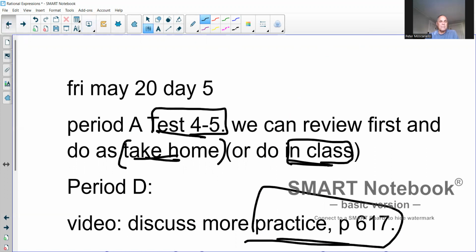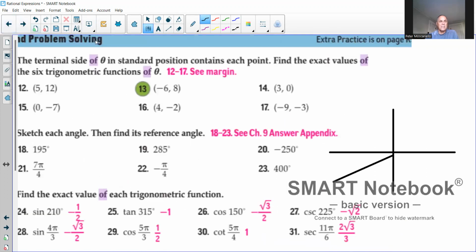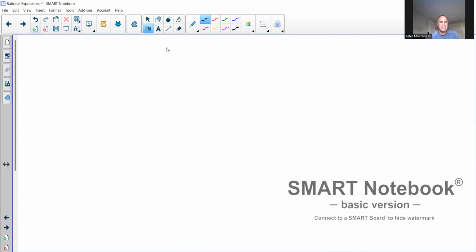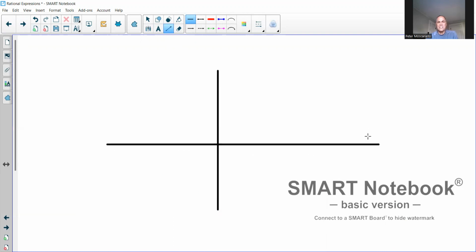All right, where's that assignment? Page 617, where is it? There it is. So you had 12 through 20 and then 23 through 27. I'll review stuff. 12 through 20, we have the point, you have to find the trig functions. Let's take this one, -6, 8. Let me get a new screen for this. So plot the point -6, 8. You don't have to be too particular about it. The quadrant is what matters, -6, 8 is in that quadrant.